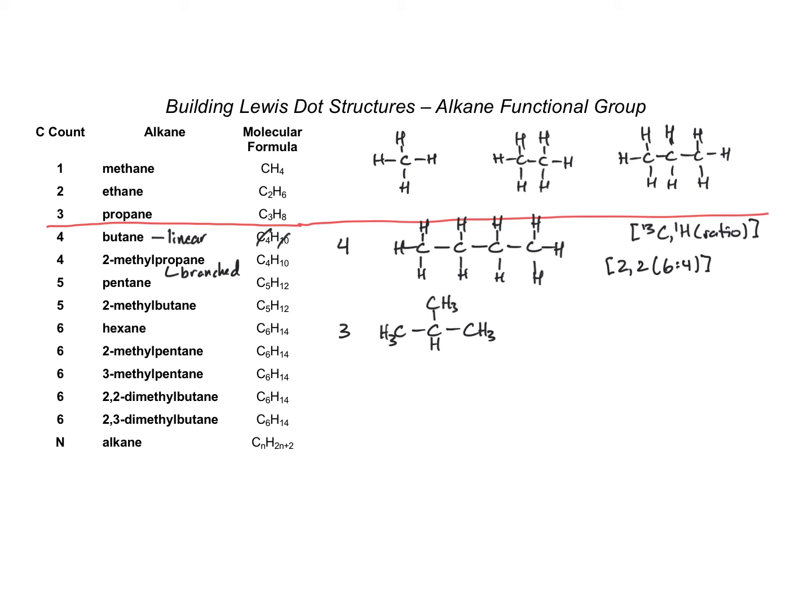And what these first 2 numbers are telling you: in the carbon NMR, you're going to see 2 peaks. In the proton NMR, you're going to see 2 peaks, and those peaks are going to be in a ratio of 6 to 4. And in NMR, we call that ratio an integration. It's the area under the curve.